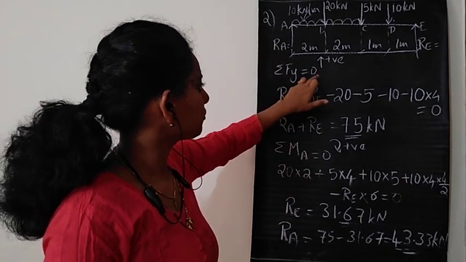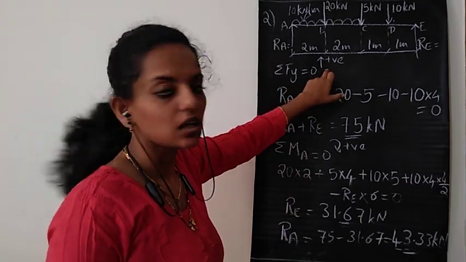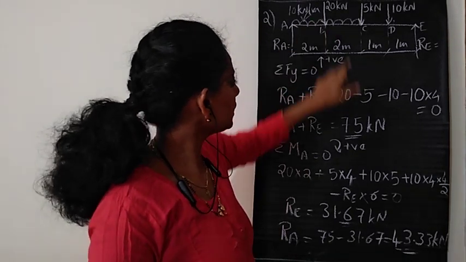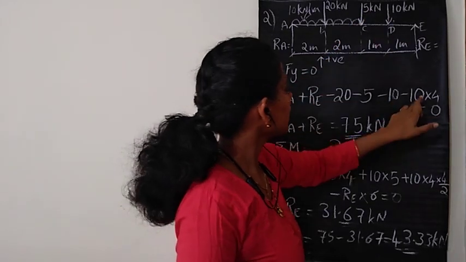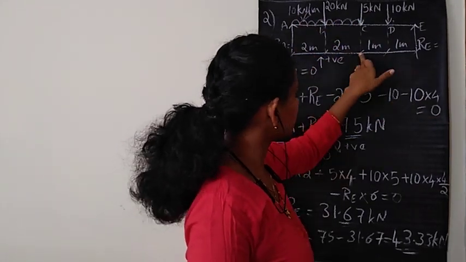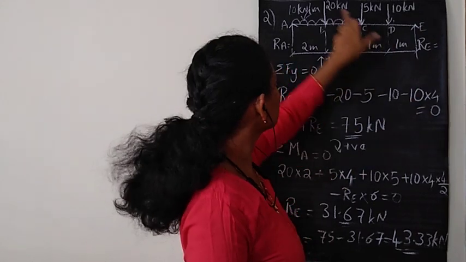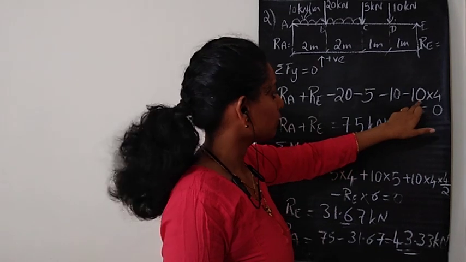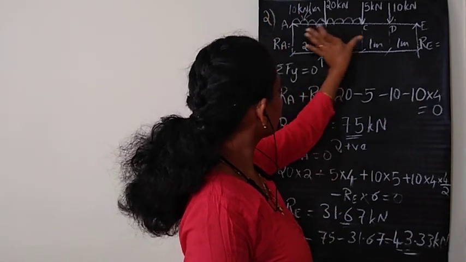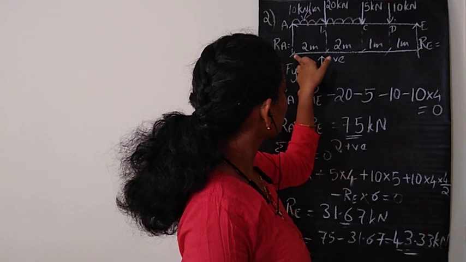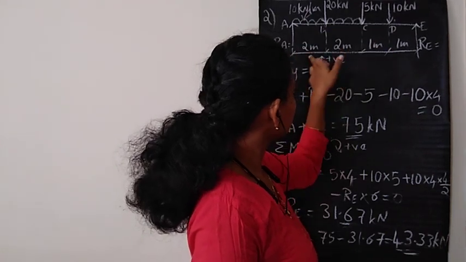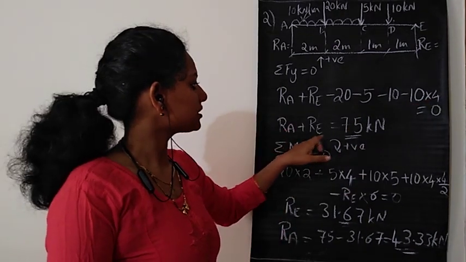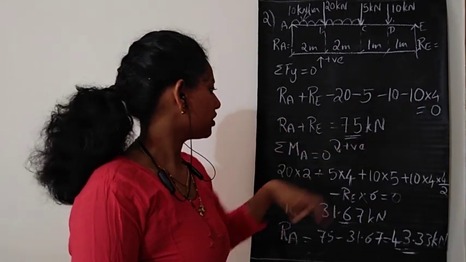So for that, summation Fi equal to 0, considering upward as positive. So Ra plus Re minus 20 minus 5 minus 10 minus 10 into the total distance, which is 4. For UDL, the load is in kilonewton per meter, so you have to convert it into kilonewton: force into the distance. So 10 is your force and the total distance of UDL is 4, so it will be 10 into 4, equal to 0. Then Ra plus Re equal to 75 kilonewton.